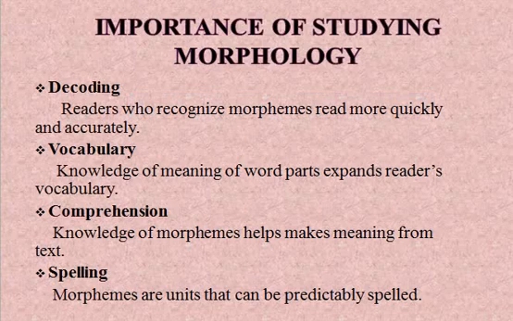Morphology. In morphology, we can define different aspects: decoding, vocabulary, comprehension, and spelling. Readers who recognize morphemes read more quickly and accurately. In vocabulary, knowledge of the meaning of word parts expands readers' vocabulary. In comprehension, knowledge of morphemes helps make meaning from text. In spelling, morphemes are units that can be predicted by different aspects relating to spelling.